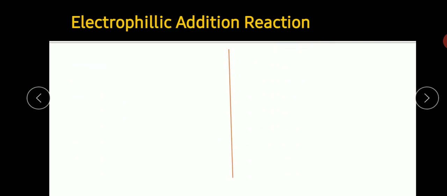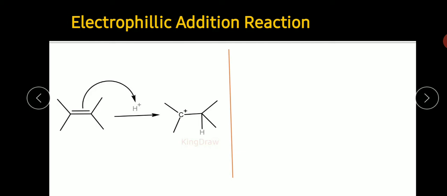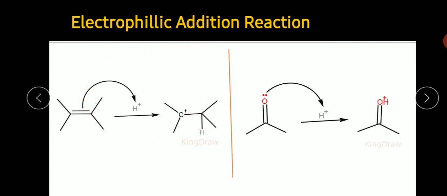So first see the electrophilic addition reaction. We can see the example of electrophilic addition reaction in which alkene is treated with acid, which shows the electrophilic addition reaction. Then see another example. In this example, ketone is treated with acid and shows electrophilic type of reaction.